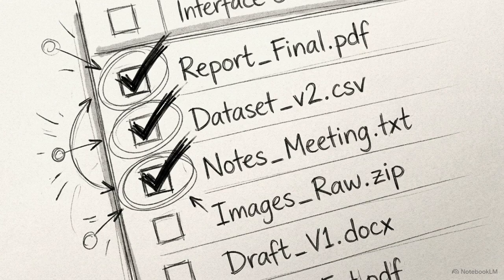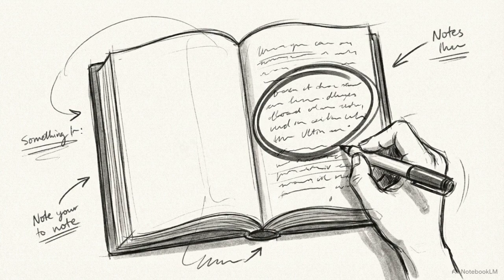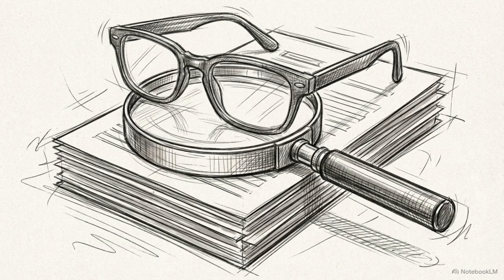As your notebook grows, you can use the checkboxes next to each item to toggle them on or off. This restricts the AI's focus to just one or two specific documents for a highly targeted query. The AI handles the processing, but you set the curriculum. The reliability of every answer is entirely dependent on your manual vetting of these inputs.